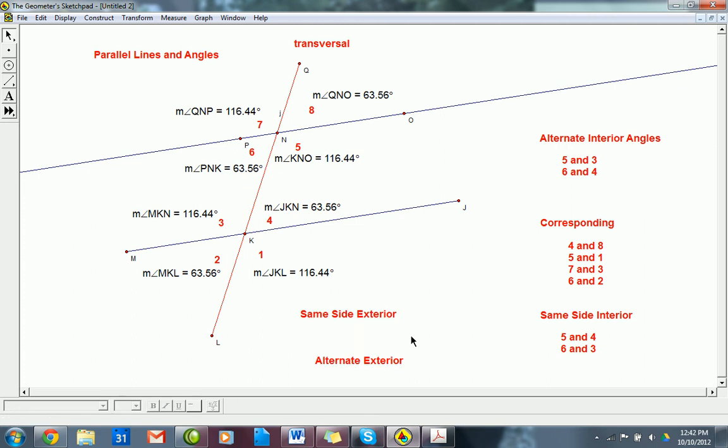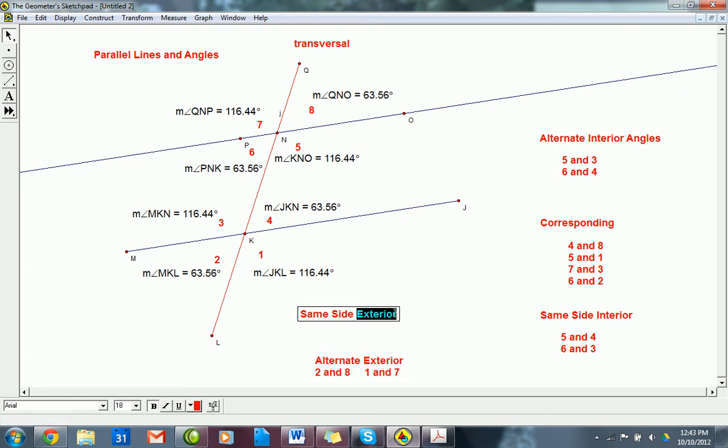So alternate exterior, what would be one example of alternate exterior angles? Well, 2 and 8, right? Different sides of the red transversal, alternate. Exterior, so if in between the two parallel lines is interior, then exterior is on top or below of the two parallel lines. So 2 and 8, alternate exterior. 1 and 7 are another pair of alternate exterior. Okay. 2 and 8, 1 and 7, and we may as well finish it off.